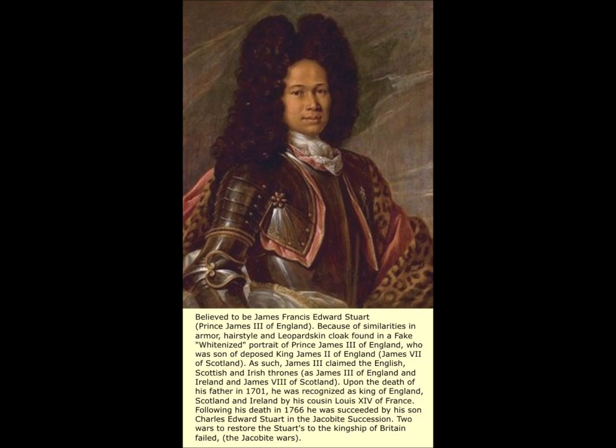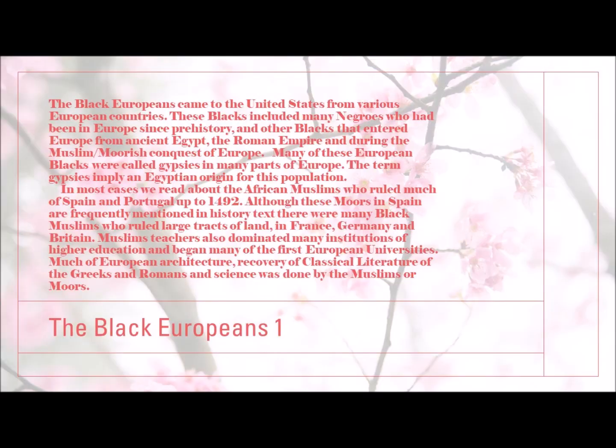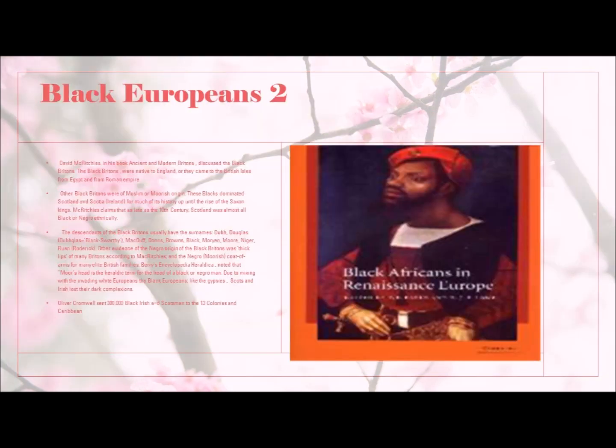Muslim teachers also dominated many institutions of higher education and began many of the first European universities. Yes, the first universities in Europe were begun by African Muslims, not whites. Much of European architecture, recovery of classical literature of the Greeks and Romans, and science was done by the Muslims and Moors, these black people.